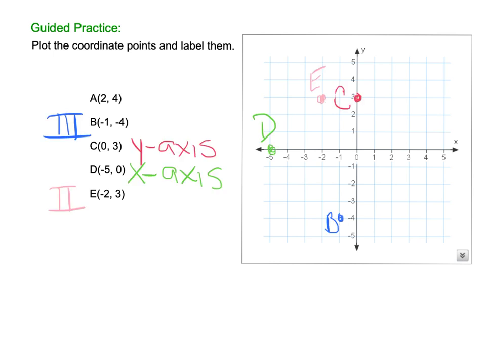So let's talk about these answers a little bit. Perhaps you noticed that letter C wasn't in any quadrant. Well, the way we mark that then is the axis that it was lying on. So because 0, 3 is on your y-axis, you just label it with that, or x-axis as D was.